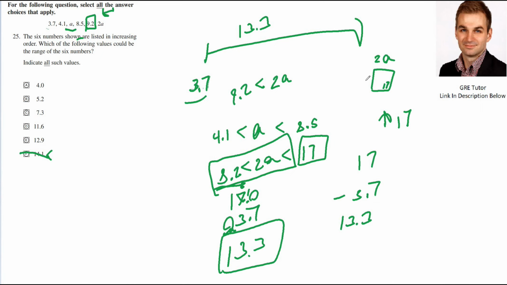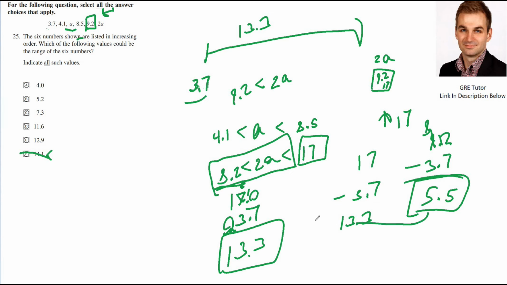Alright, so if 2a has to be greater than 9.2, now we have another range we can look at, which is the smallest possible value of 2a and 3.7. So let's assume this is something like 9.2, and let's subtract 3.7 from it again. And again, we'll do something like this. 12 minus 7 is 5, and 8 minus 3 is 5, so 5.5. Alright, so whatever this range is from 3.7 to 2a, it's going to be between 5.5 and 13.3. So if we look up here, we've got 2 up here that don't fit, 4.0 doesn't fit, and 5.2 doesn't fit. So it looks like our possible answers are going to be C, D, and E.